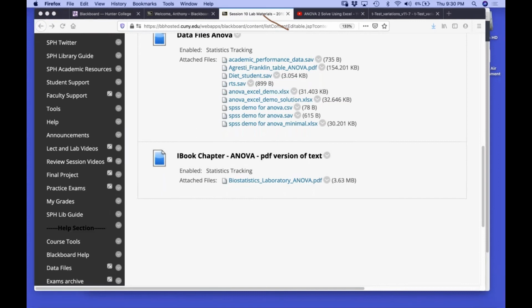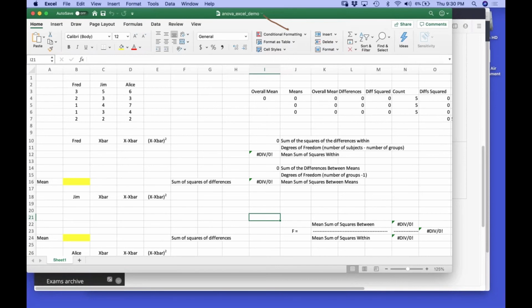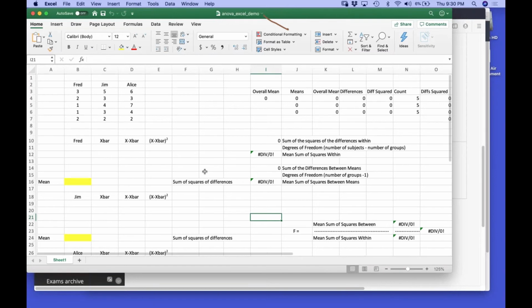Remember, the way that this works is that we are going to compare the variability between the means versus the variability within the groups, right? So we want the variability within the groups to be small, the variability between the means to be big, to give us that ratio. So I got 3 groups there.